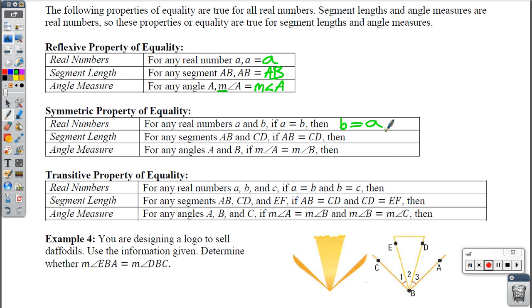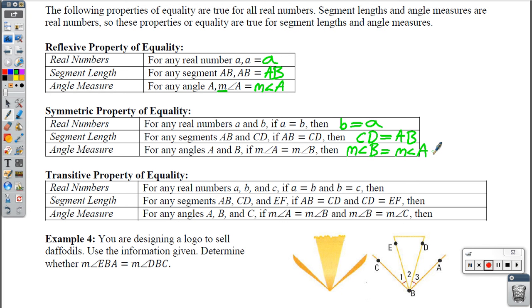With segment length, we can do the same thing. If the length of AB is equal to the length of CD, then we can say that the length of CD is equal to the length of AB. Same thing with angles. We can talk about measures of angles. So if the measure of angle A is equal to the measure of angle B, then the measure of angle B is equal to the measure of angle A.